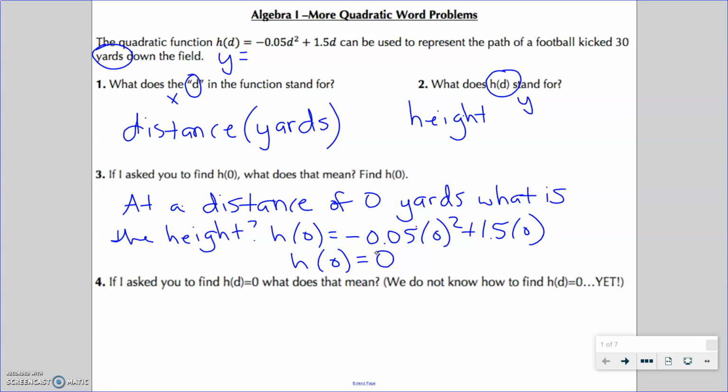If I asked you to find h of d equals 0, what does that mean? That means essentially you're plugging in 0 into the entire equation and saying, okay, what is the distance of the football if the height is at 0? So like, for example, the answer to this might be the answer from number 3, okay? Like if the height of the football is at 0 yards, then the distance is probably at 0 yards.